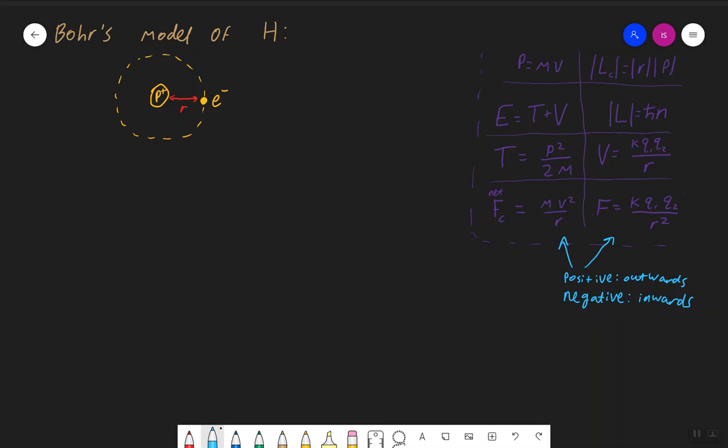Okay, so then we have some energy equations. We know energy is T plus V, T being kinetic energy, V being potential energy. T is P squared over 2m. If you use this top equation, P equals mv, and then this P squared over 2m, you'll find that that's 1/2 mv squared, which we know is another way of writing kinetic energy.